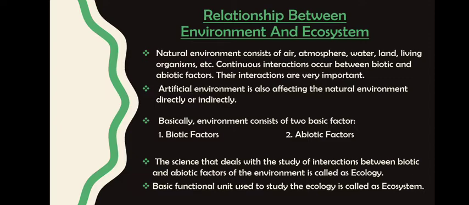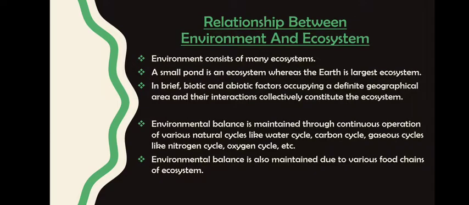Basic functional unit used to study ecology is called ecosystem. Now, environment consists of many such ecosystems. A small pond is an ecosystem, whereas the earth is the largest ecosystem. In brief, biotic and abiotic factors occupying a definite geographical area and their interactions collectively constitute the ecosystem.